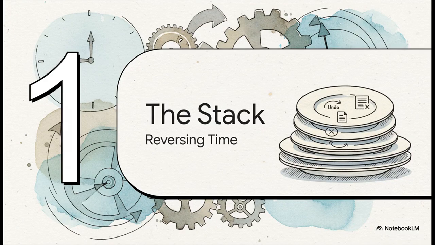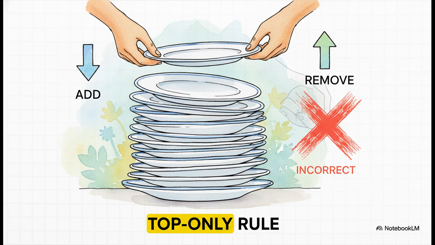Okay, so let's tackle our first concept, which happens to be the secret behind that magic undo button. It's called a stack. And yeah, as the title here says, it's all about reversing time. The easiest way to get your head around a stack is to just picture a stack of plates at a cafeteria. When a clean plate comes out, where does it go? On top. And when you need a plate, you take one from, you guessed it, the top. You'd never try to yank one out from the middle, right? That would be a disaster.